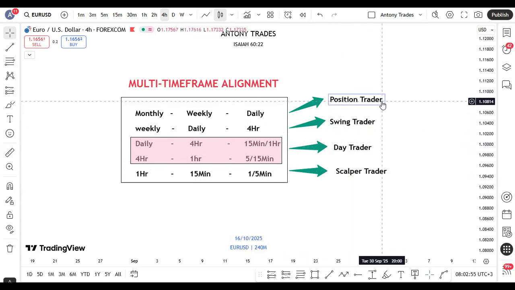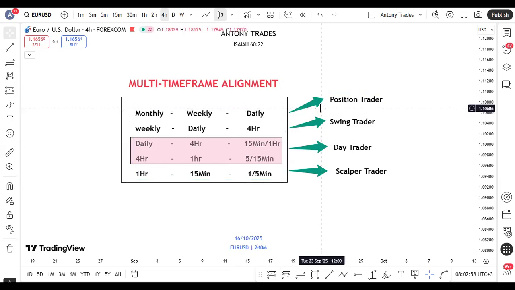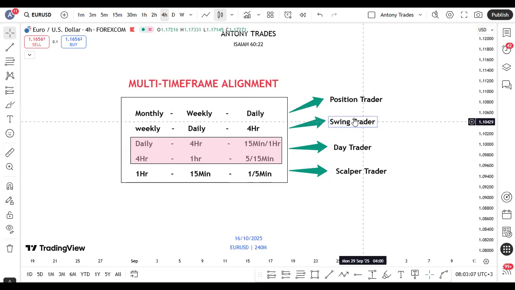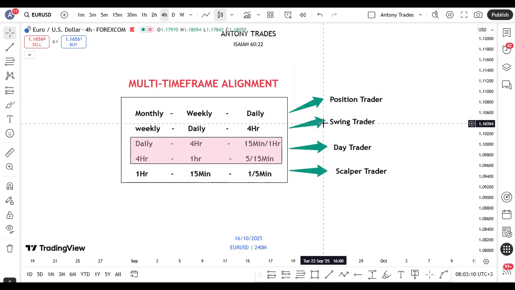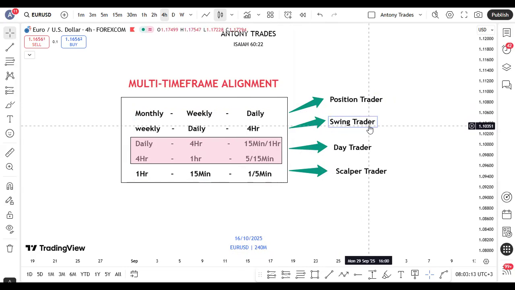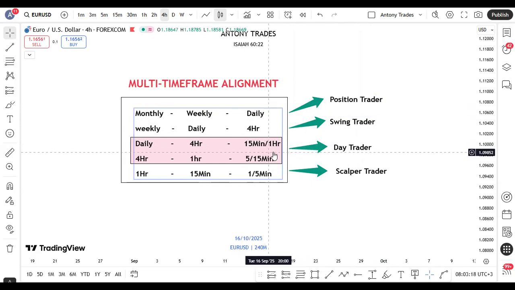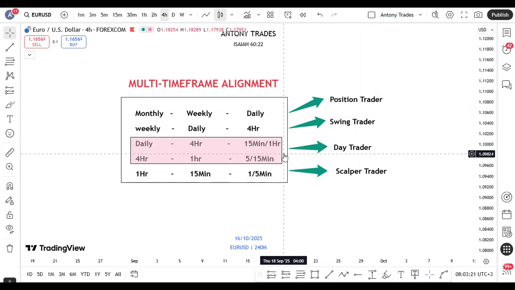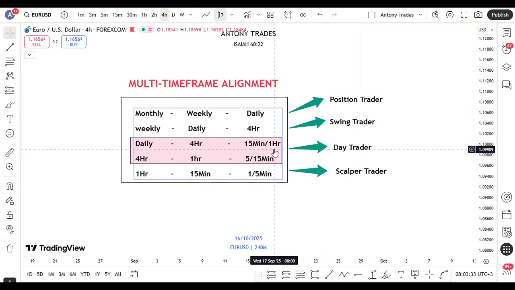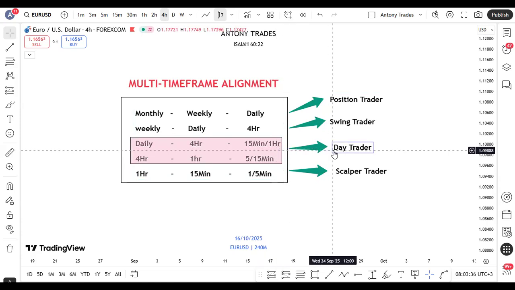The position trader is a trader that will hold a trade for weeks, if not months, sometimes even years. Then we have a swing trader, a type of trader that will hold trades for days, if not weeks. Then you have a day trader like me, a type of trader that will hold trades for only a few hours. I don't like holding a trade for more than 24 hours. That is one day, so you just hold your trade for less than a day.